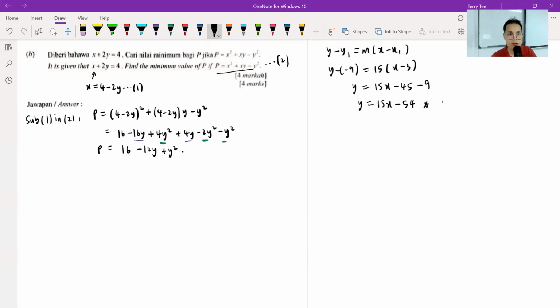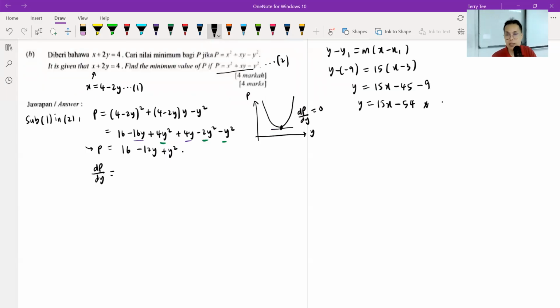Okay, with that we can differentiate dp/dy. Remember, minimum or maximum happens when the gradient is 0. Now we know, actually, this by itself is a quadratic function. So we know it's a curve like this. So if I were to sketch the graph of p versus y, it should have a minimum point. And that minimum point happens when the gradient dp/dy is 0.